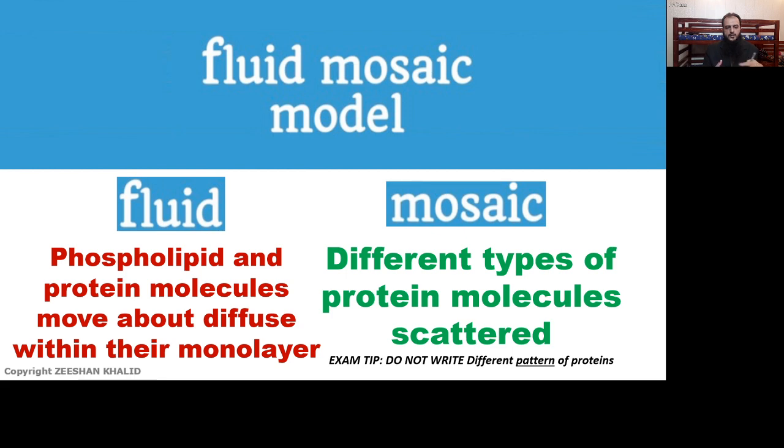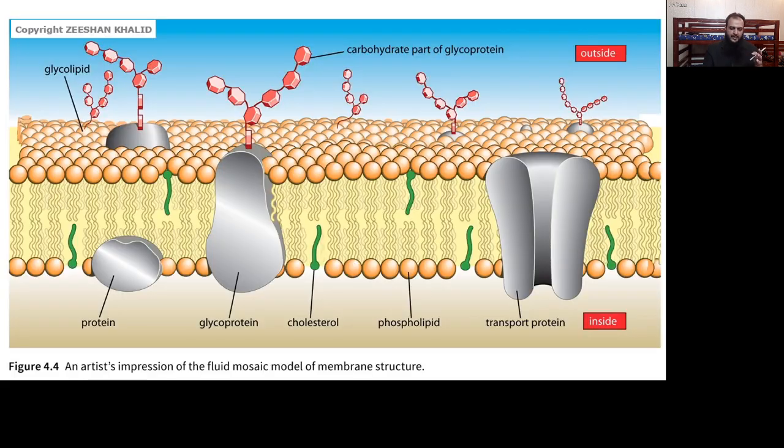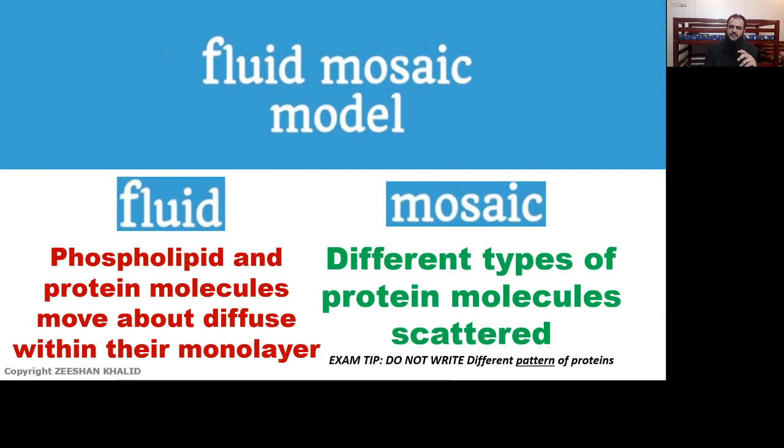But of course, in our context, I want you to look at this phospholipid bilayer. You can see that the proteins are scattered all around the cell surface membrane. That's exactly what I mean when I say the word mosaic. So the word mosaic implies different types of protein molecules scattered.